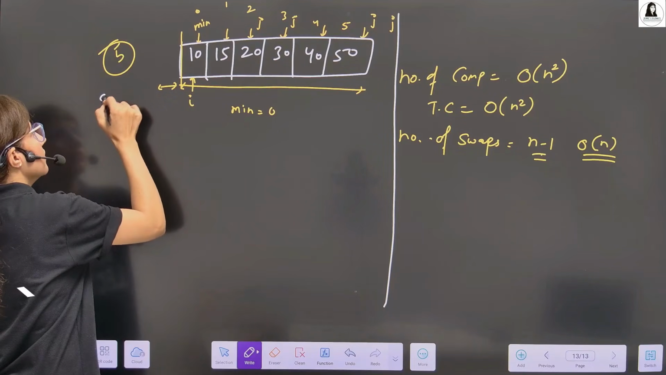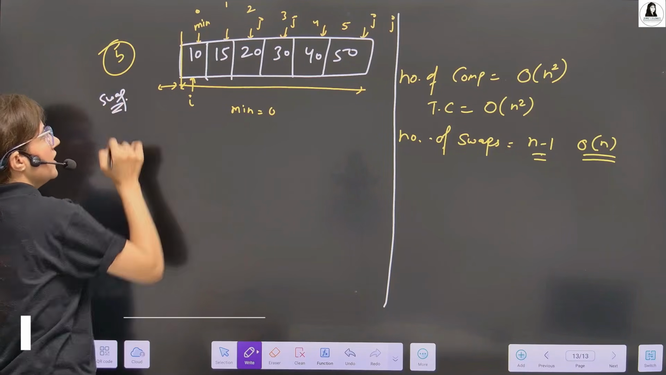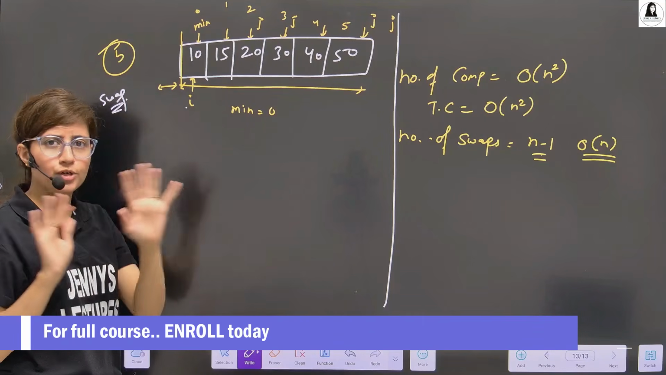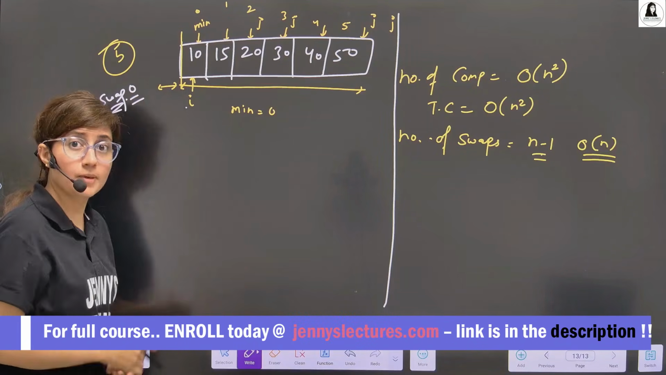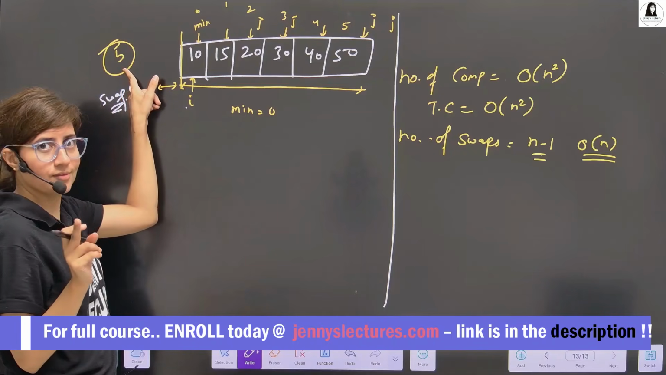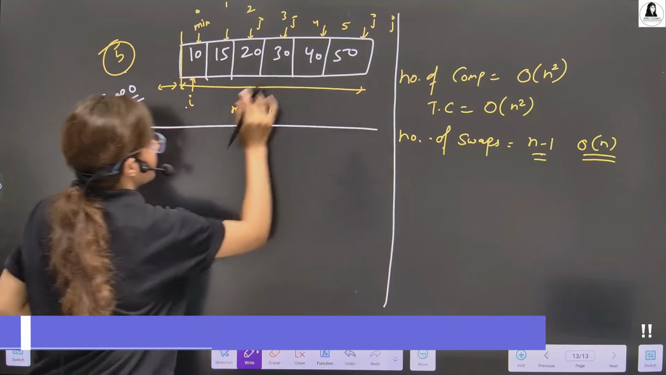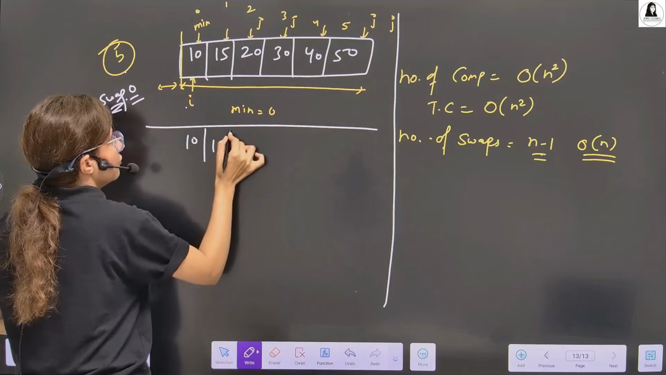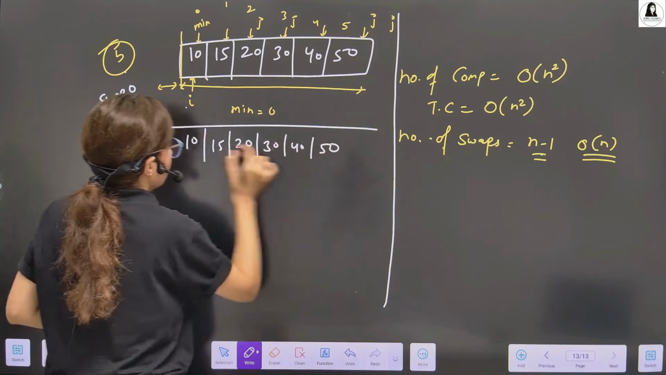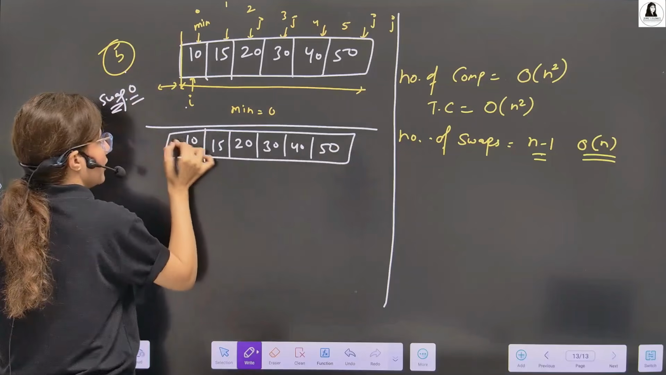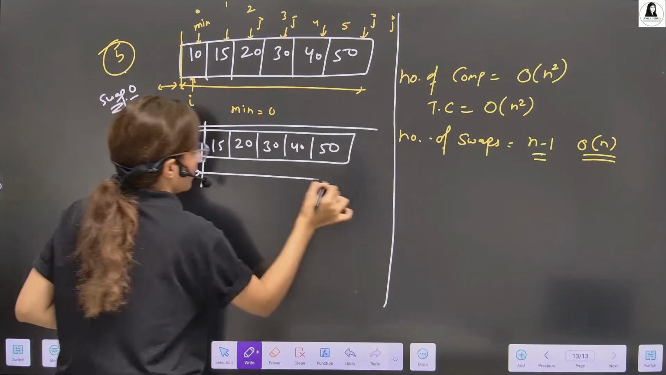Number of swaps: we can check if i and min are same, no need to do swapping. So 0 swaps, let's say. But comparisons are still 5. After this, the array would be 10, 15, 20, 30, 40, and 50. This becomes my sorted part, and this is the unsorted part.